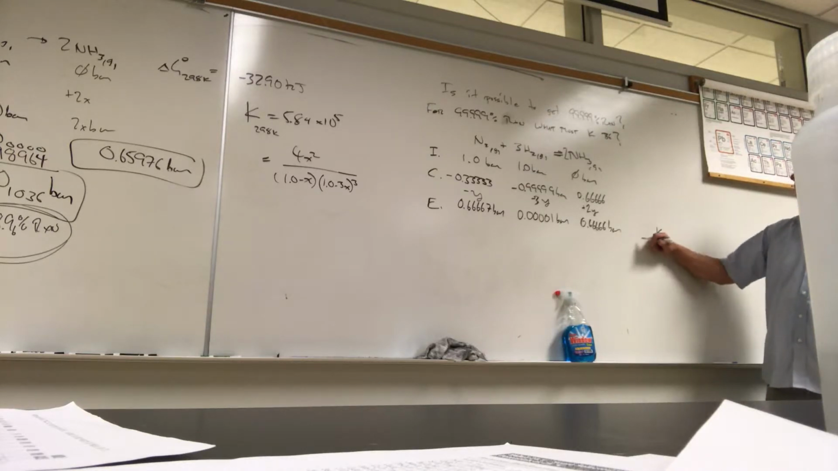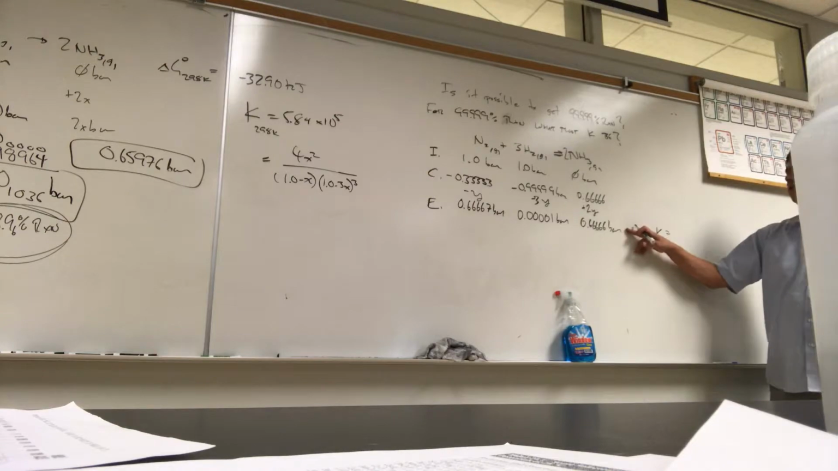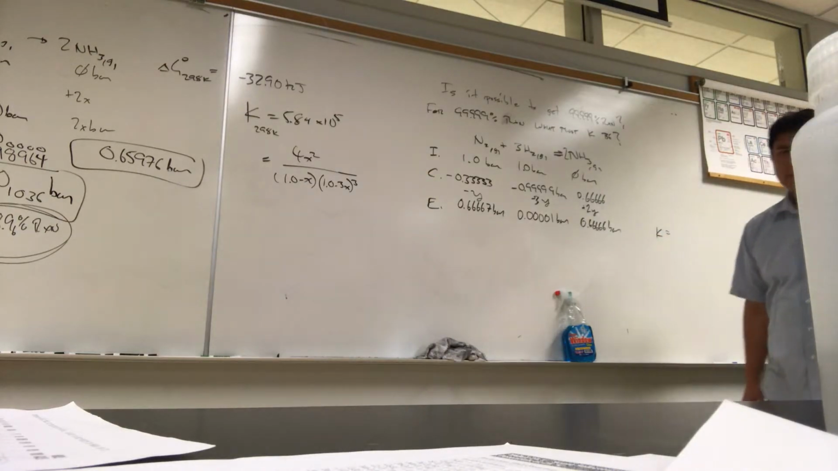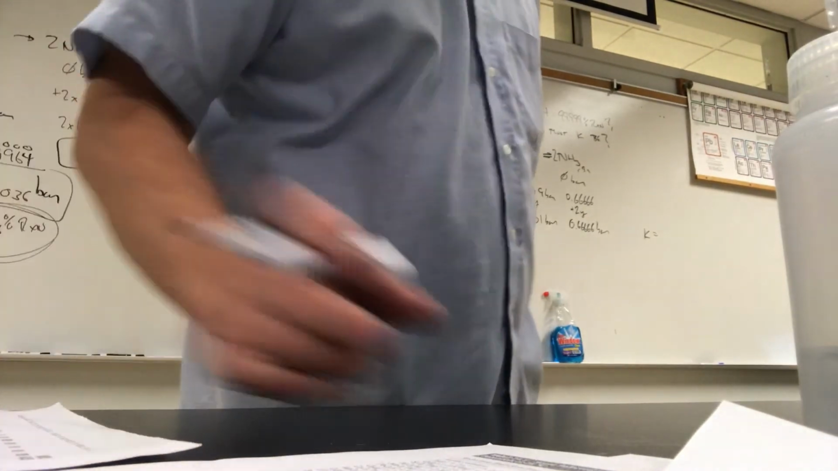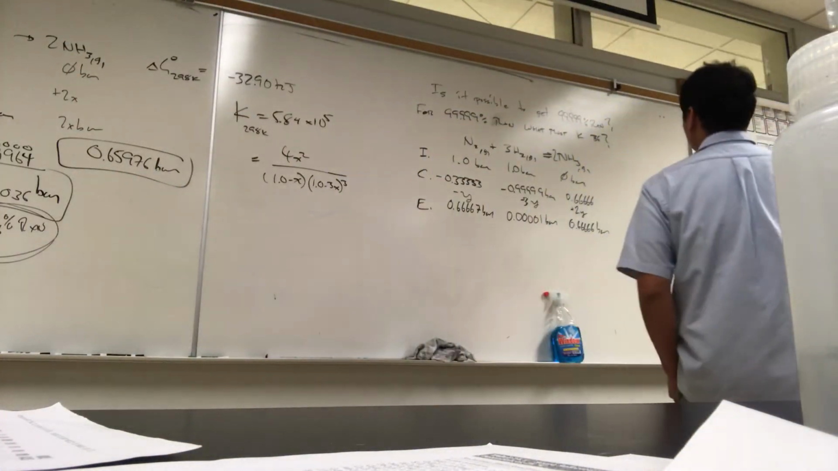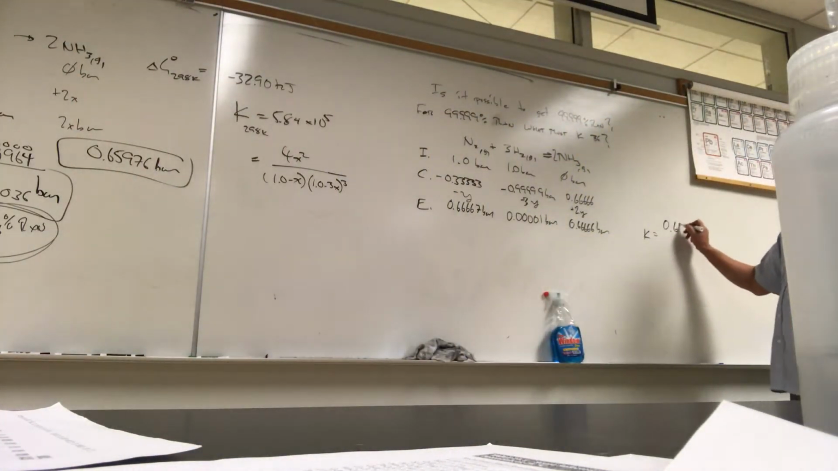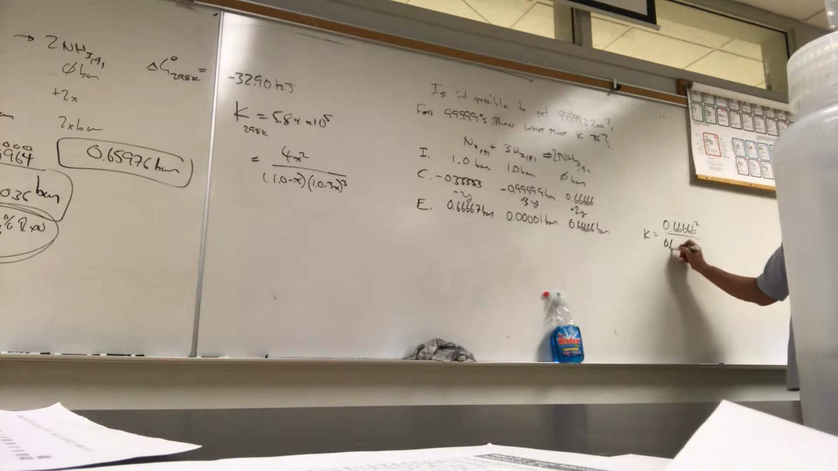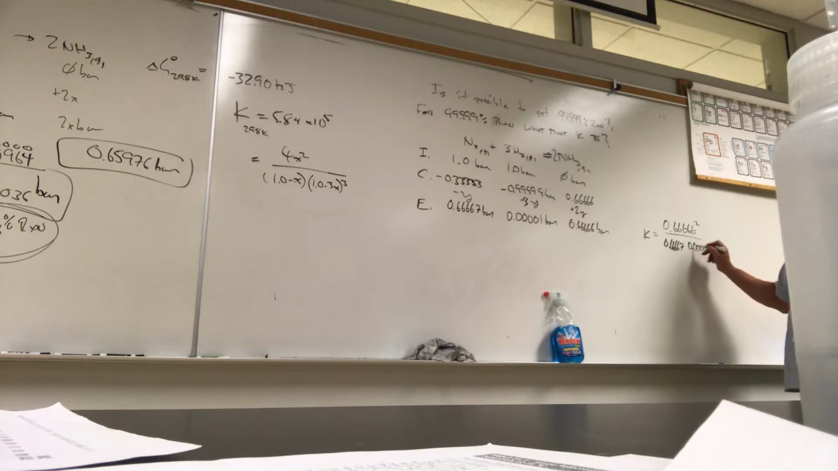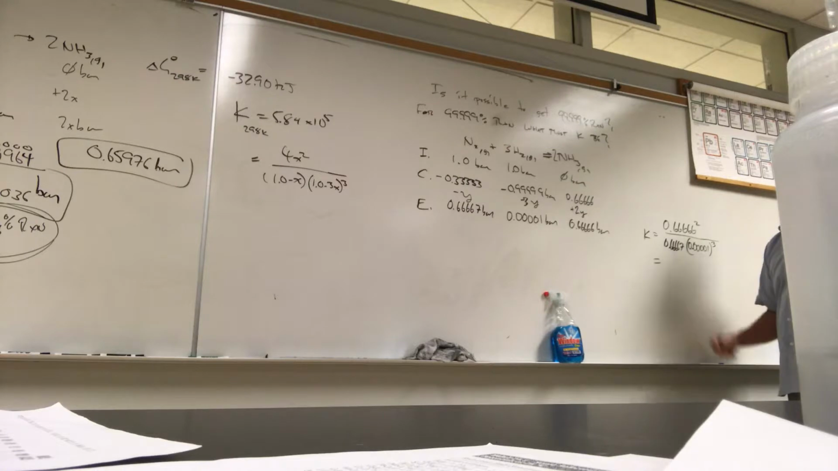And the K value would be the product to reactant ratio, so it'd be 0.66666 squared divided by 0.66667 divided by 0.00001 cubed. And so what is the K for this?